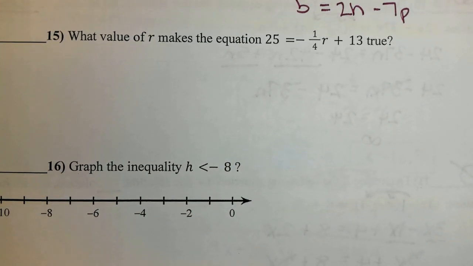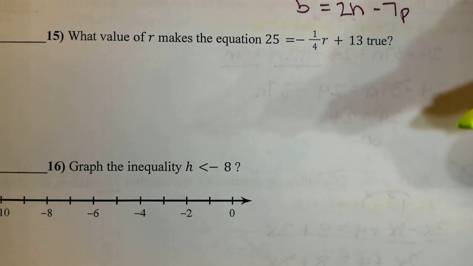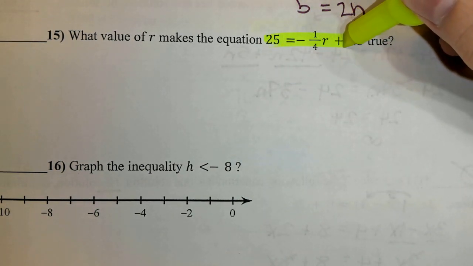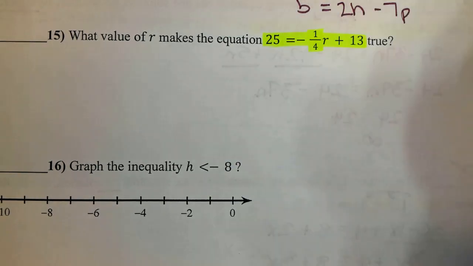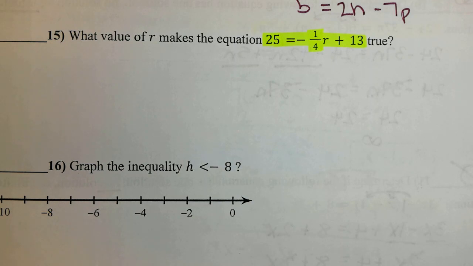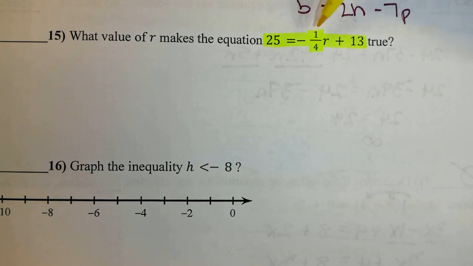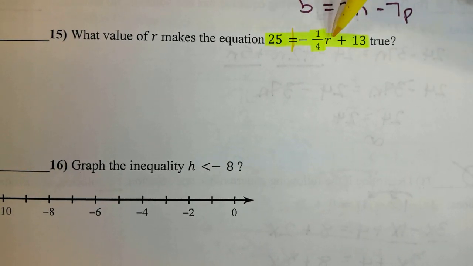Okay, 15. What value of r makes the equation true, right? So another way of just saying solve for r, right? So looking at this, I have no parentheses, so I can't distribute. Here's my equal sign, right? I have no like terms, I can't combine like terms. So I'm just going to jump straight to moving all the letters to one side, which I only have one letter, so that's done. Which means I move my numbers to the other side. So I'm going to do minus 13.